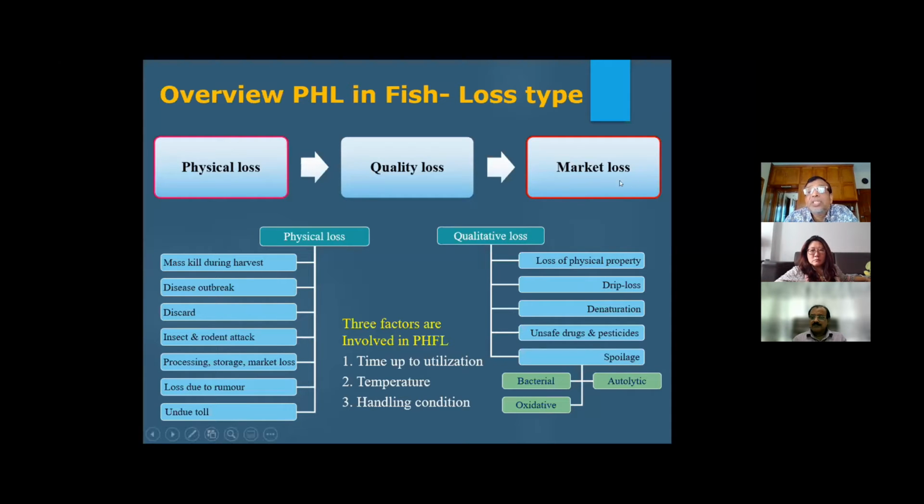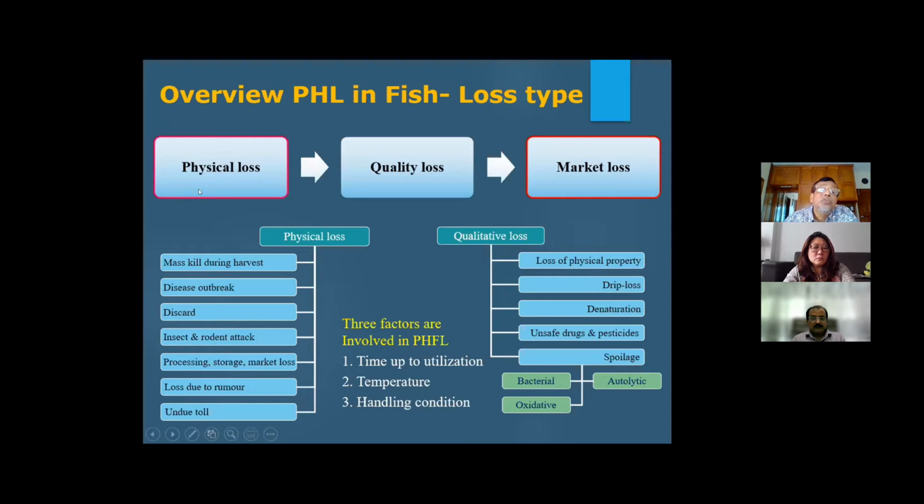Market force loss generally occurs in two ways. One is excessive supply, an abundance of fish, and another is man-made price reduction due to artificial price syndicating or price reduction in the market.